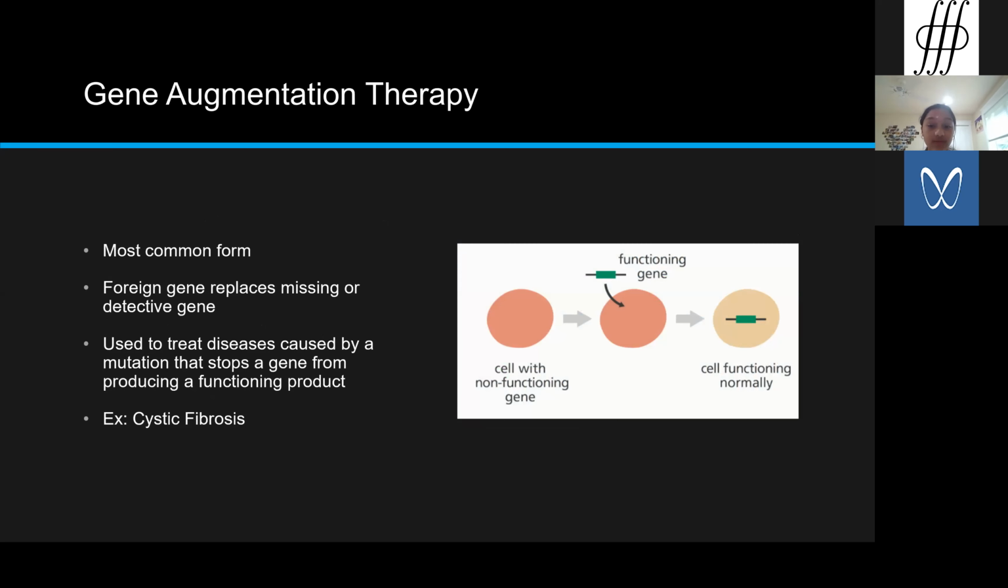And this is the most common form, and it's used to treat diseases caused by a mutation that stops a gene from producing a functioning product or protein. It does this by adding DNA containing a functional version of the lost gene back into the cell. And so that new gene produces a functioning product at sufficient levels to replace the protein that was originally missing. This is good for treating loss of function disorders such as cystic fibrosis because it'll introduce a functional copy that will then allow the cell to start functioning properly.